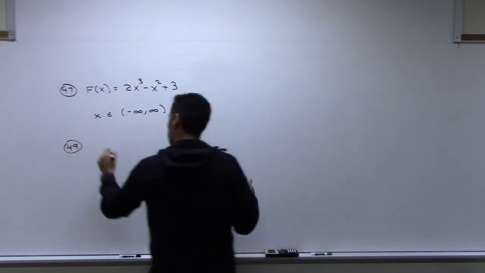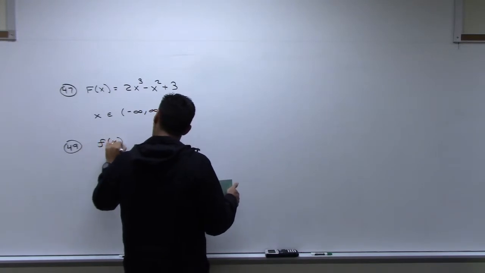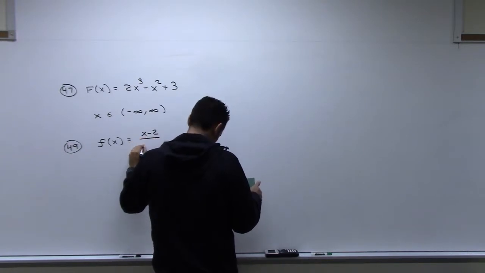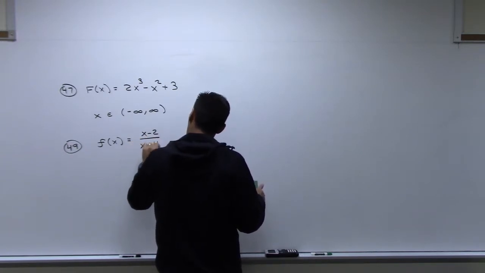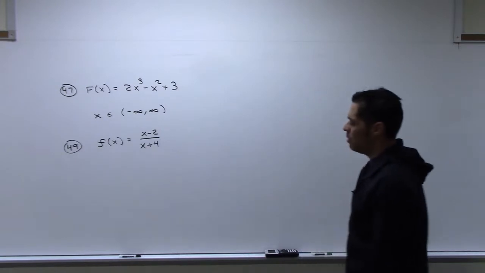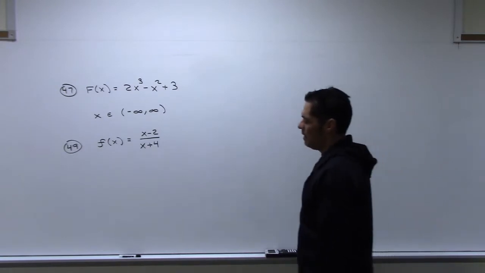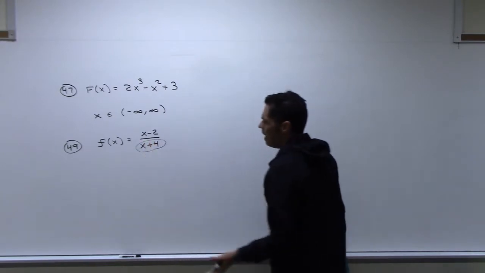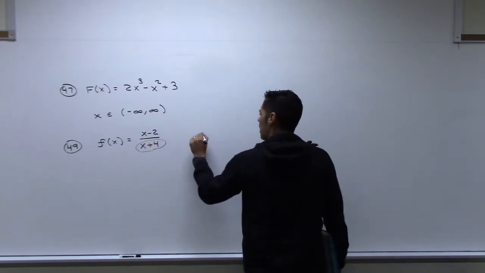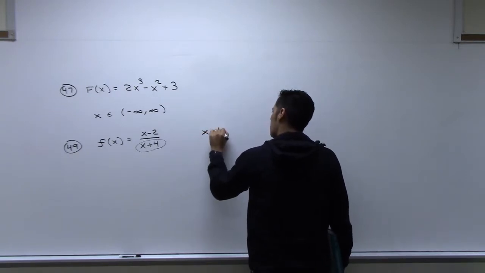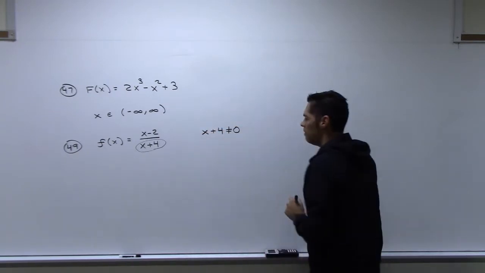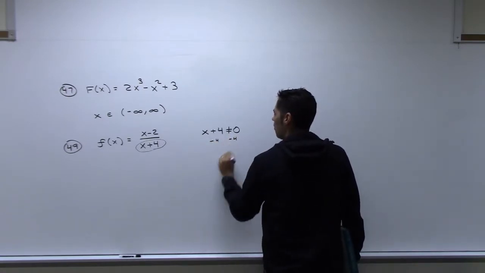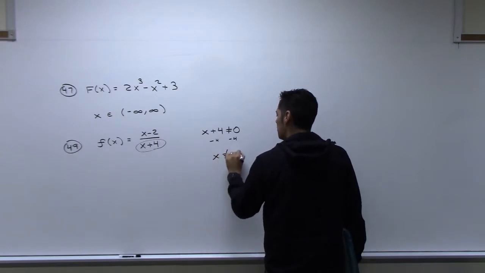Number 49, little f of x is equal to x minus 2 over x plus 4. So in this particular problem, we do have a problem. We're asked for the domain again. And what we know is that we can't have this be 0. If that's 0, that's a bad thing. So that's what I'm gonna write down here. Look, x plus 4 can never be 0, or else we get division by 0. And if we subtract 4 on both sides here, what we're saying is x cannot be equal to negative 4.